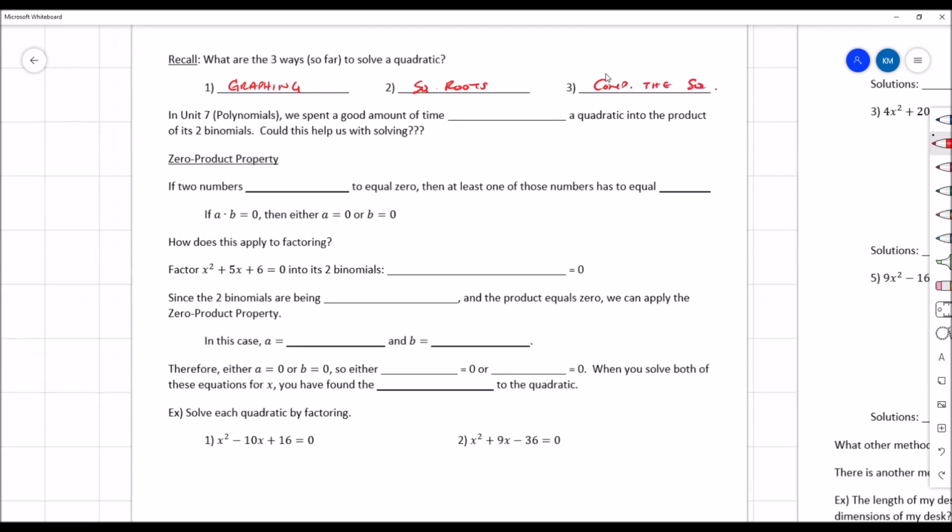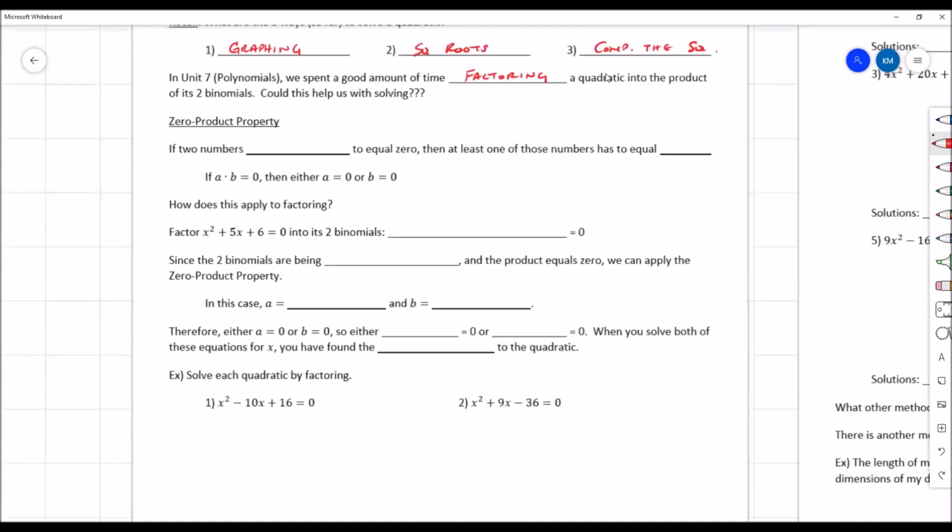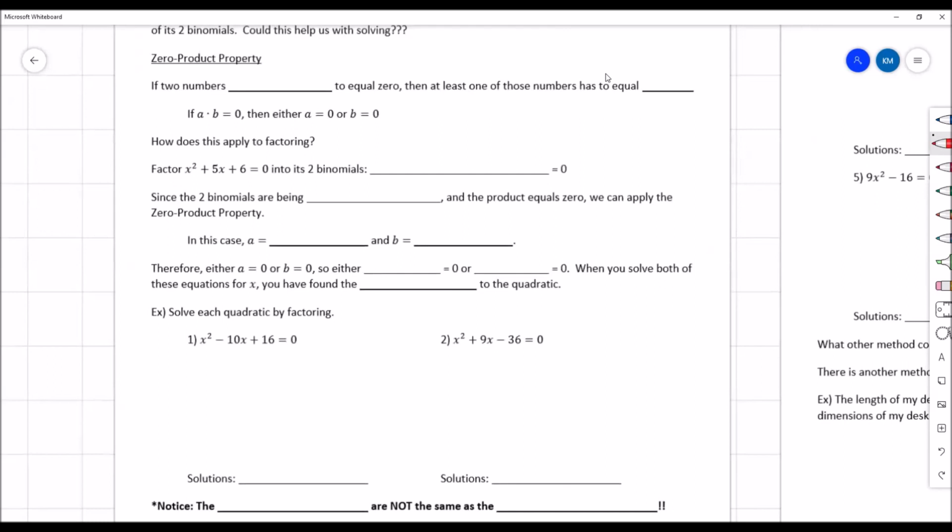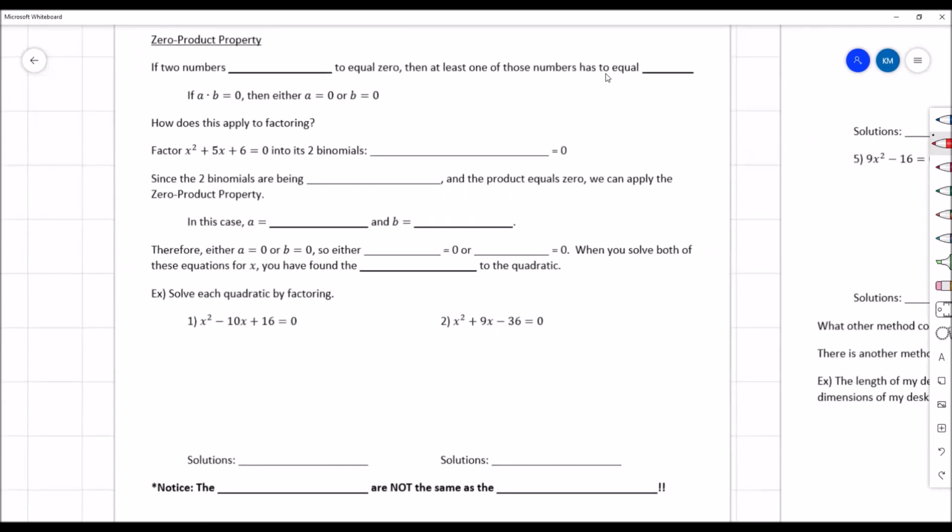In Unit 7, polynomials, we spent a good amount of time factoring a quadratic into the product of 2 binomials. Could this help us with solving? Probably. That's why it's called factoring notes. Okay, big idea, we have to talk about the zero product property because we're going to be plugging this in as a way to get to a solution.